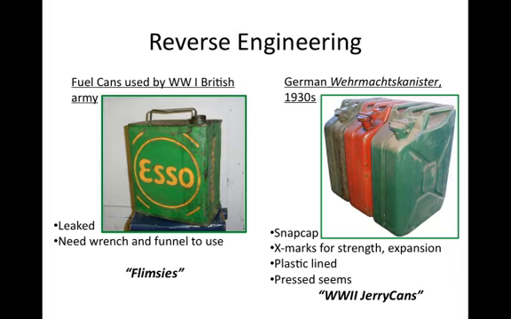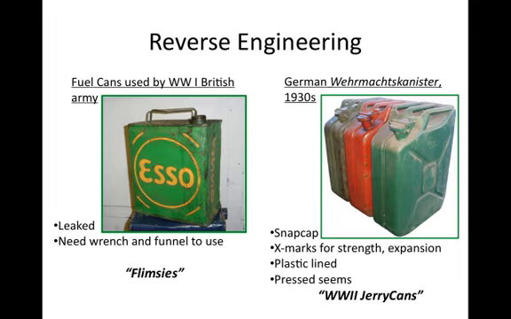So my example of reverse engineering comes from the history of these gas cans that were used during the First and Second World War. If you're looking at the gas can that's on the left of the screen, that one looks really beat up as it is. It was used by British soldiers in the First World War. It was a terrible gas canister. It leaked terribly. They needed tools to open it, a wrench and a funnel, in order to get the gas to pour out, and the nickname it earned was flimsies.